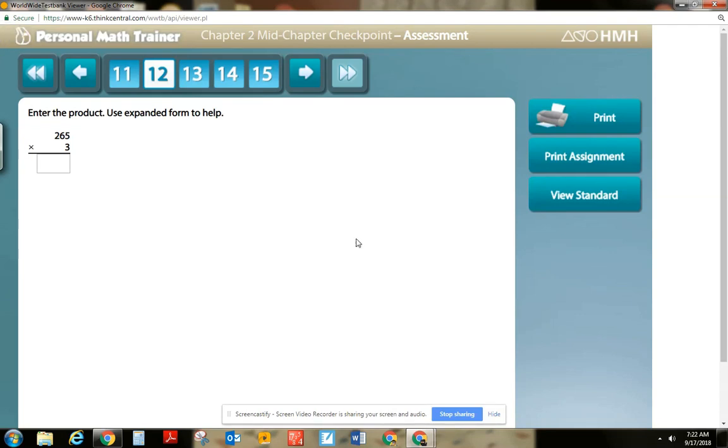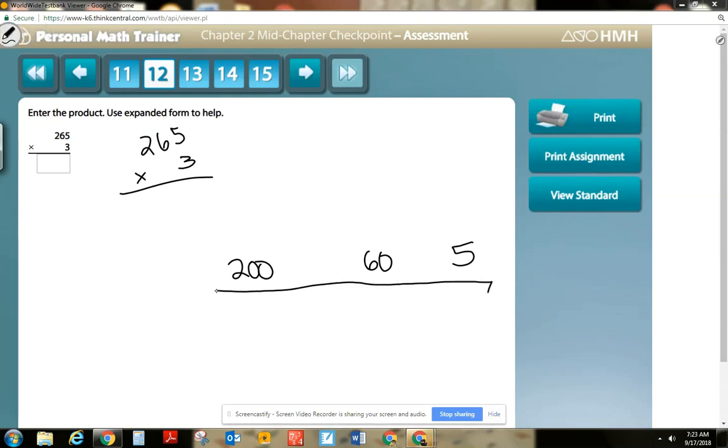So we're going to break it up by expanded form. I really like doing this problem with that place value chart. I think this is the most accurate way for you guys right now. So I'm going to do 200. I'm going to do 60. I'm going to do 5. I can see my 1s, my 10s, my 100s place.